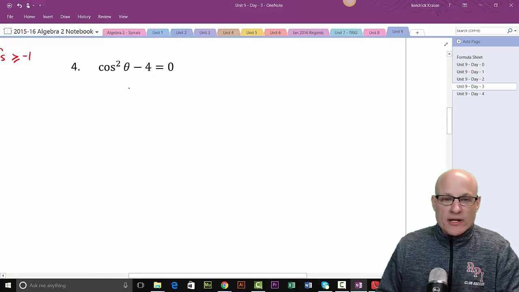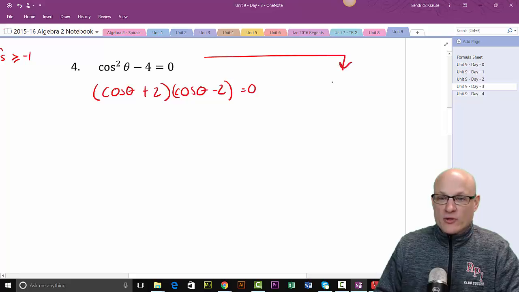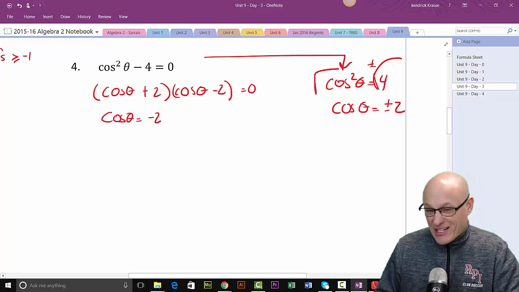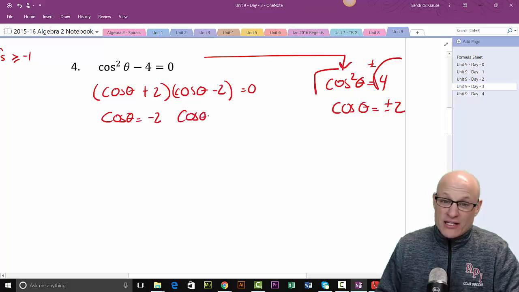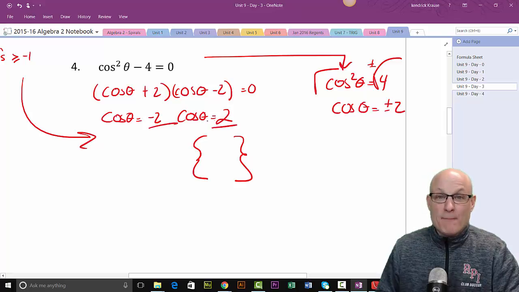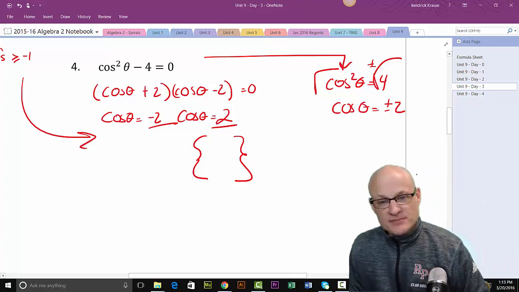This one we could do one of 2 ways. I can just factor it: cosine theta plus 2, cosine theta minus 2. Or I can do it this way: cosine squared theta equals 4. Take the square root. Don't forget to put a plus or minus. I get cosine theta equals plus or minus 2. Or over here, I get cosine theta equals negative 2, or cosine theta equals positive 2. Either way, based on what I just talked about, it's the empty set because you can never have cosine bigger than 1. That's just the way it goes.